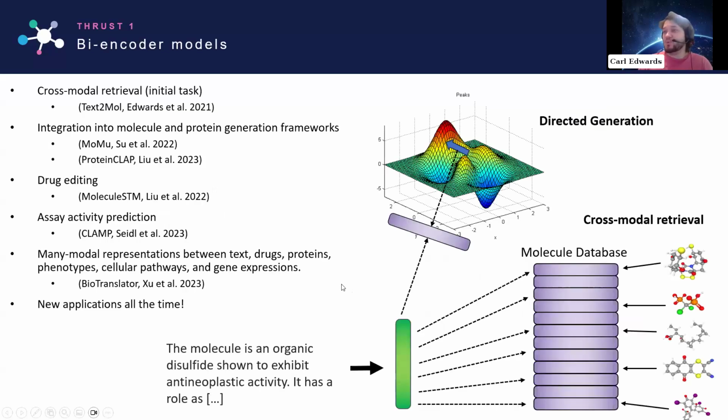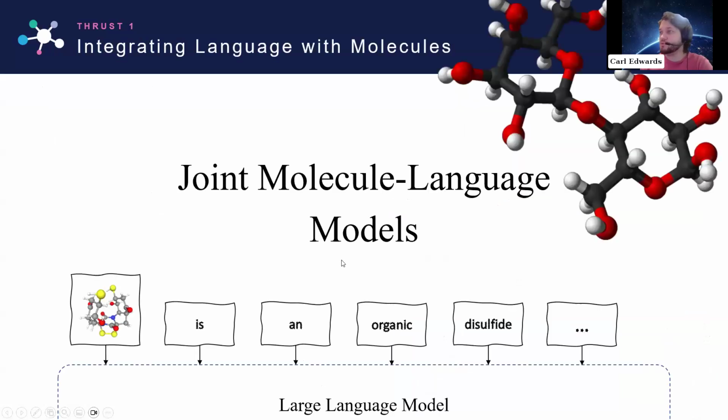Okay, so what have these sorts of models been applied to? I discussed cross-modal retrieval, which was the initial task. The way that looks is, we have a description of the molecule and we encode it into a latent representation. Then we can use this with some sort of approximate nearest neighbor search to search a database where the molecule representations have already been computed. But you can also integrate this into molecule and protein generation frameworks, into things like drug editing, assay activity prediction, etc. And in the interest of time, I'll probably skip describing some of those.